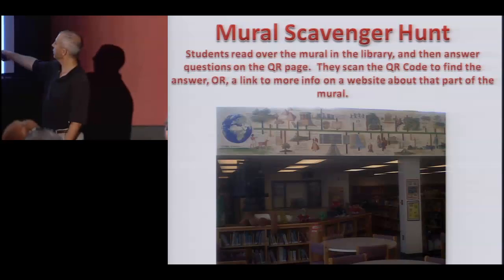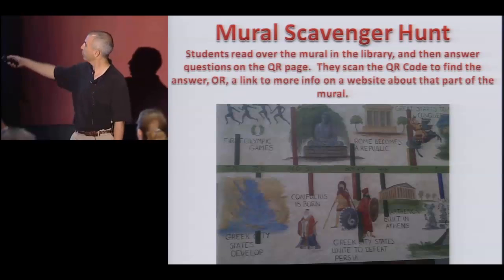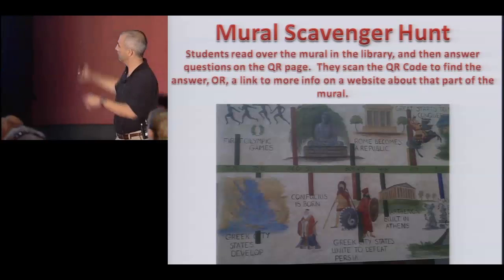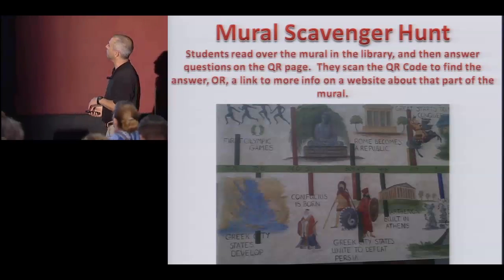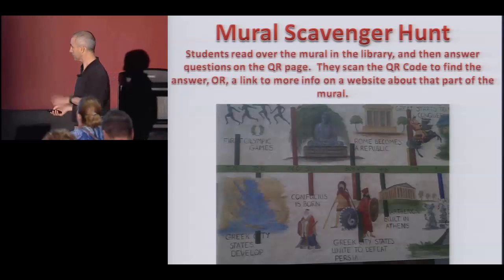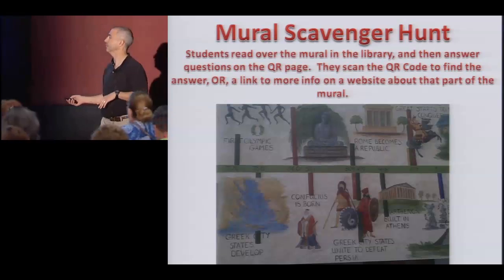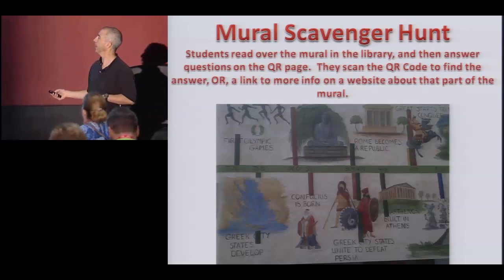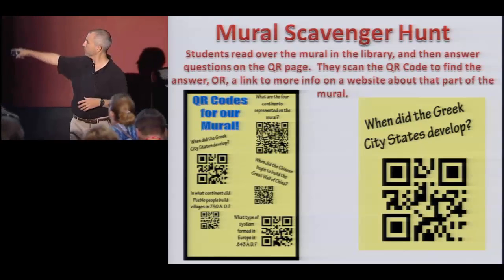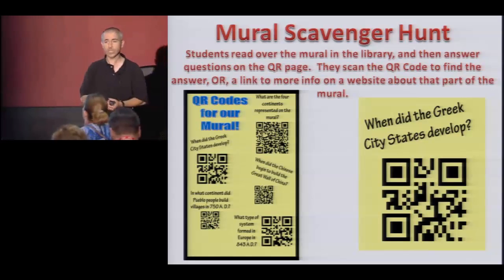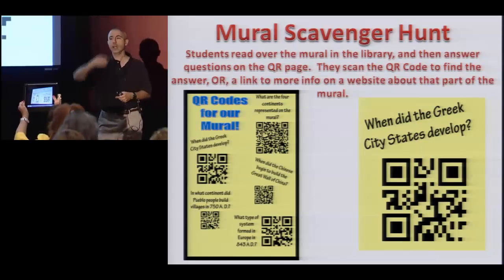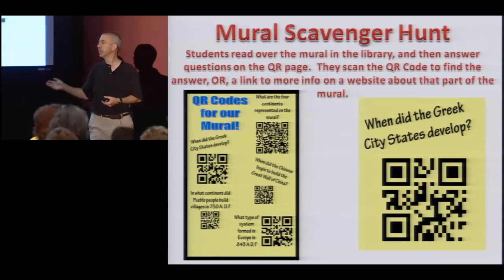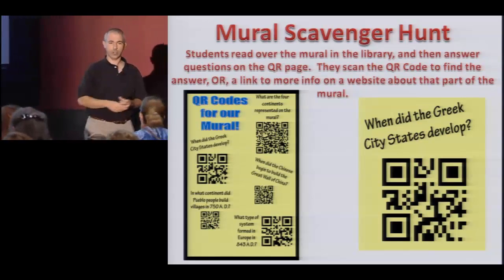So along the pillars, I have, well, here's a snippet of the actual picture. So this is going to actually give you your answer about when Greek city-states developed. Spoiler alert. And then this was the mural that I put up there. So you have a bunch of different questions that the kids would have to then look up at the mural and try and figure out. And then once they figured it out, they would scan the QR code.